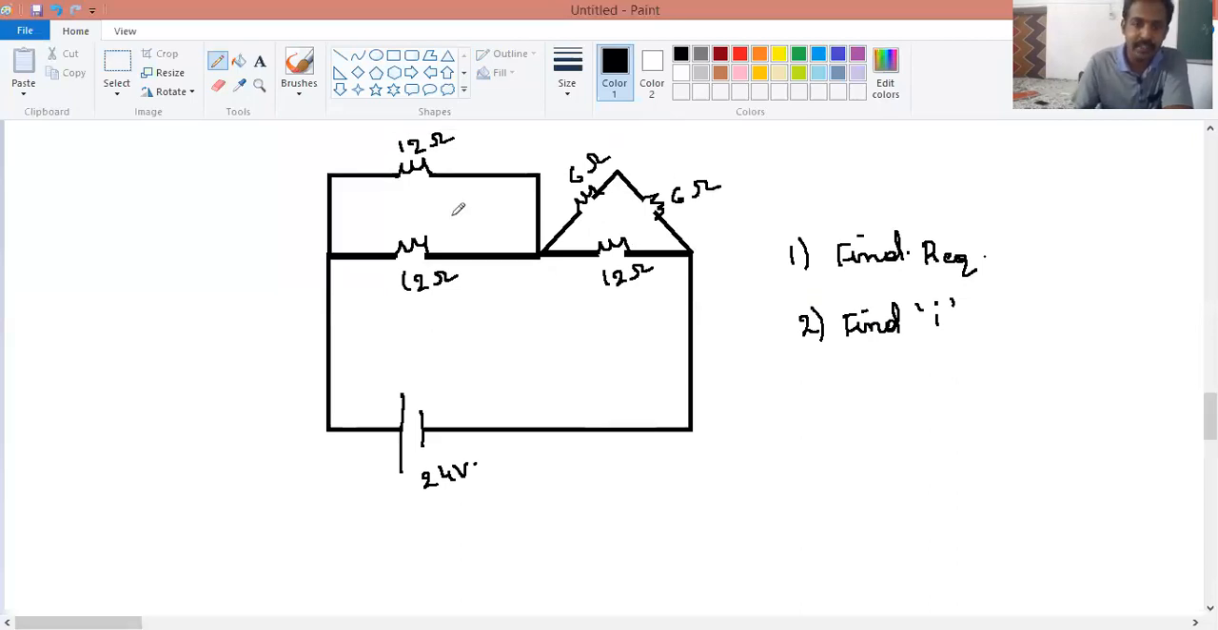These two are in series. Let's call this one R equivalent 1 for these two circuits. And these two are in series, and let's call this one parallel. So let's call this R equivalent 2.